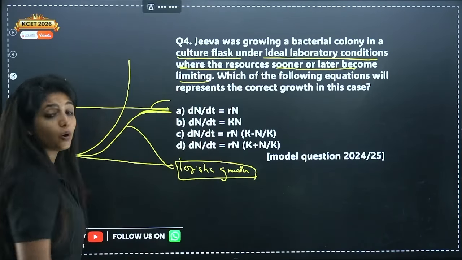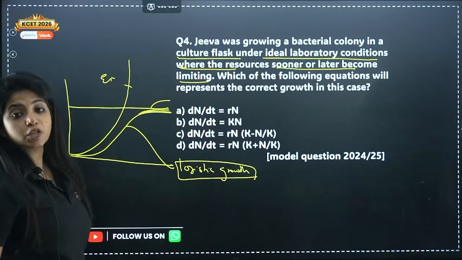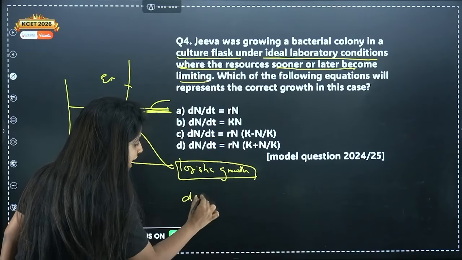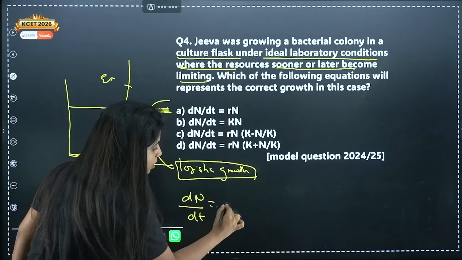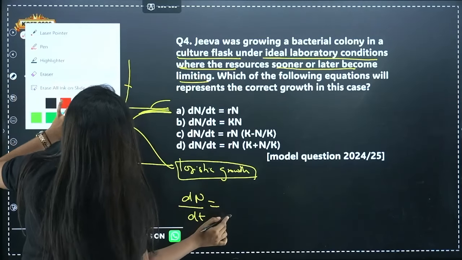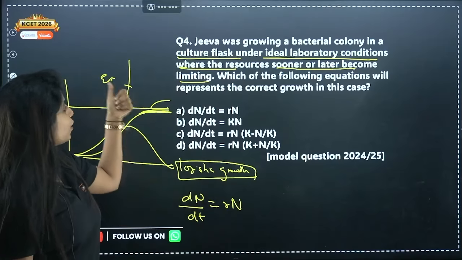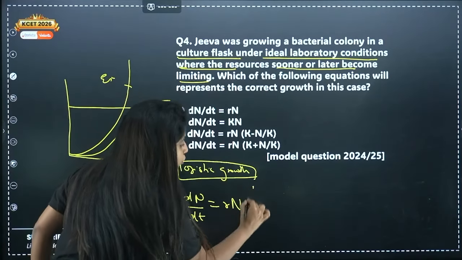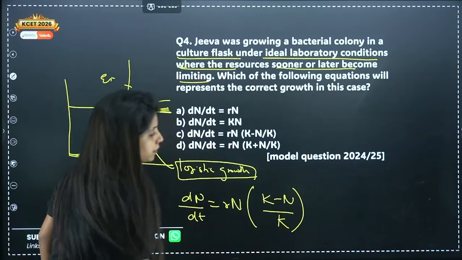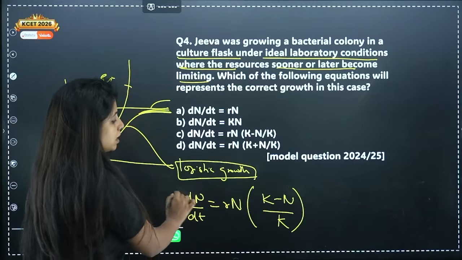Now here you have the formulas of logistic as well as exponential growth. So you have to tell which one is the correct option. What is the formula for logistic growth? dN by dt is equal to rN. r is not capital, r is small. r is the intrinsic rate of natural increase. Until here this is the formula for exponential growth. Now if you put carrying capacity also here, it becomes the formula for logistic growth. So dN by dt is equal to rN, (K minus N) divided by K.